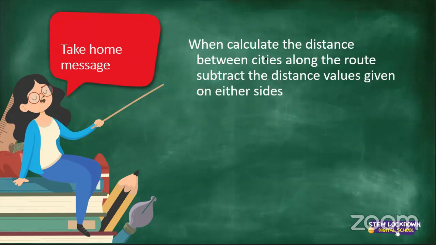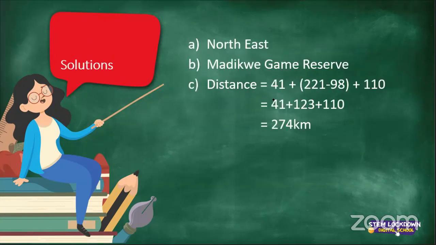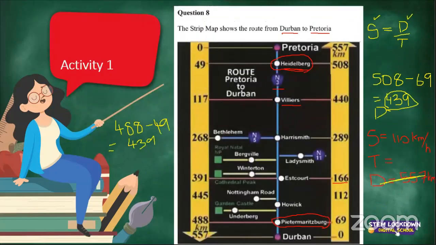Okay, your take-home message. Now, when calculating the distance between cities along the route, subtract the distance values given on the other side, which is what you did. Let me just go back to show you what I actually mean. This is what you did when you calculated the distance between Pietermaritzburg and Heidelberg. We subtracted those distances to get the distance between those two towns. So keep that in mind.